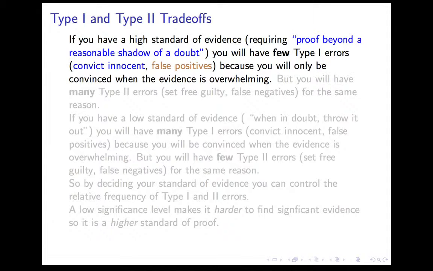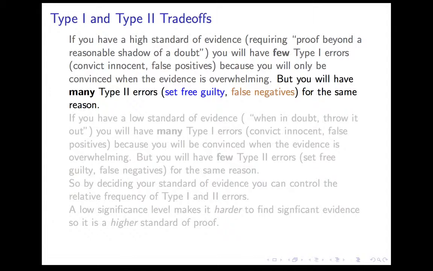So one of the things you get from that example is that the consequences of the two different types of error, type 1 and type 2, are dramatically different. And I hope that you understand there's a trade-off there. There's a trade-off because if you have a high standard of evidence, if you require a lot of evidence before you're convinced of the alternate hypothesis, that's described in the courtroom setting as proof beyond a reasonable shadow of a doubt. To convict someone, you need to have uncontrovertible evidence. That's a high standard of evidence. That means you'll rarely have type 1 errors, right? You'll rarely convict an innocent person because you're only going to convict them if you're certain that they're guilty.